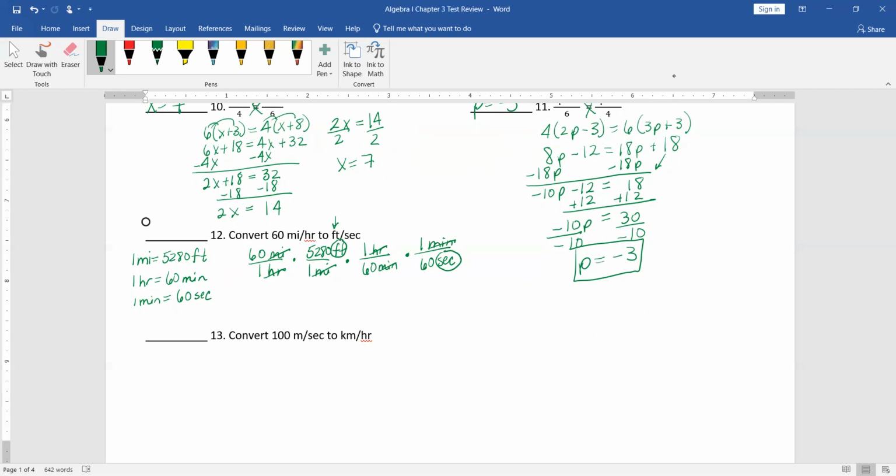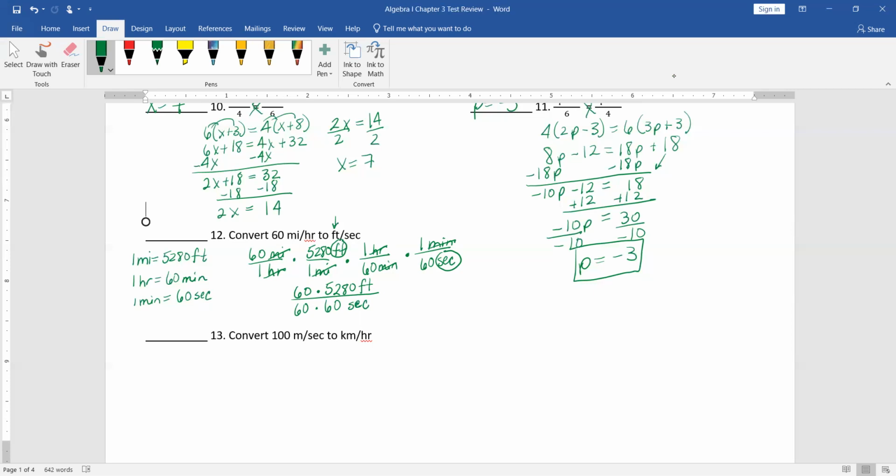All right, so let's take our actual numbers. We're not going to count the 1s, because anything multiplied by 1 is itself. So let's look at our numerator first. Our numerator is 60 times 5,280 feet. And then let's look at our denominator. We have 1 hour times 1, which is 1. And then we have 60 minutes, which we canceled out, and then we have 60 seconds. So 60 times 60 will give us our denominator.